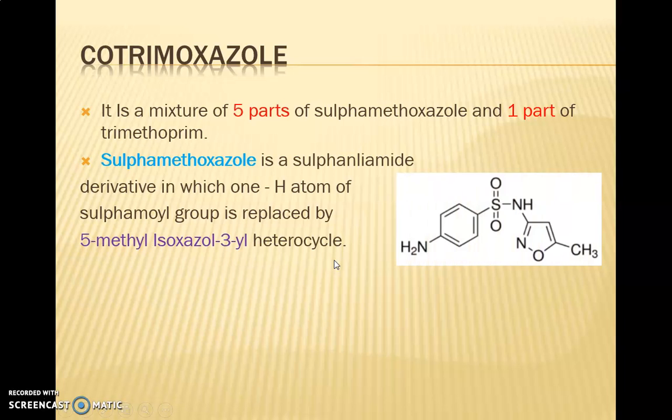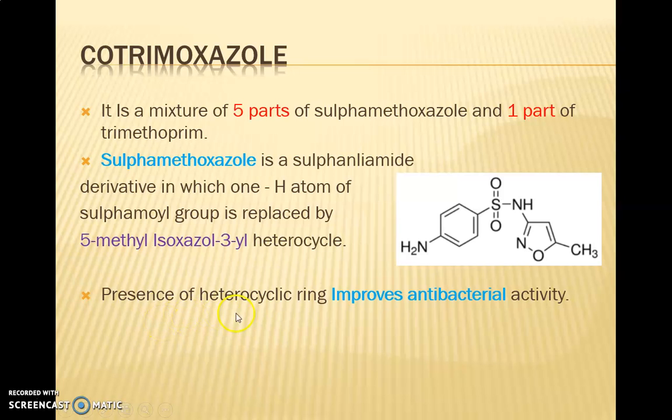heterocycle. So this will be the structure of sulphamethoxazole, in which this is the isoxazole ring, with the methyl group on the 5 position, and attached at the third position. That's why 5-methyl isoxazole 3-yle, because it is attached at the third position on the sulphamoyl nitrogen. That's why we can say that it is again an N1 substituted sulphonamide, and the substitution is a 5-methyl isoxazole 3-yle heterocycle. That's why it's called sulphamethoxazole.